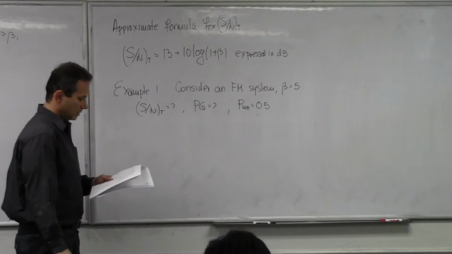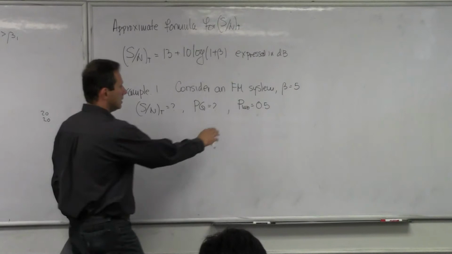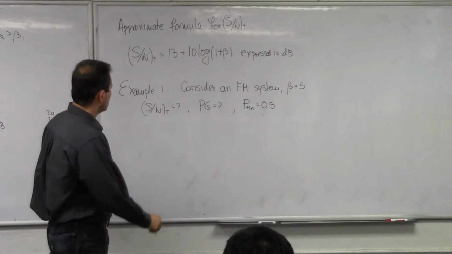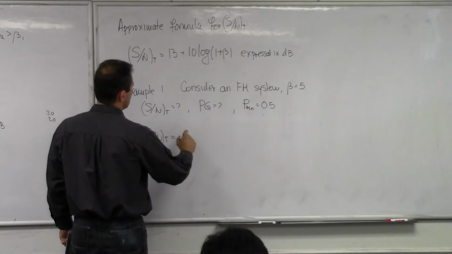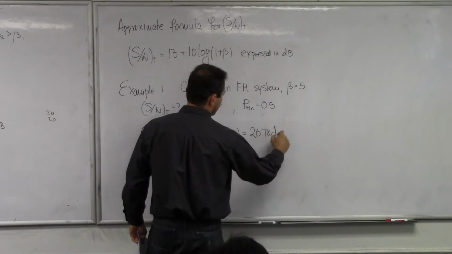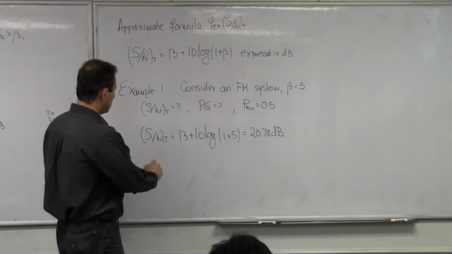Because you remember I had this P, capital M, lowercase n, which is the power of the message signal. If it's a sinusoid, we know that the power of the sinusoid is 1/2. So the signal-to-noise threshold here is going to be 13 plus 10 log of 1 plus 5, which gives you 20.78 dB.